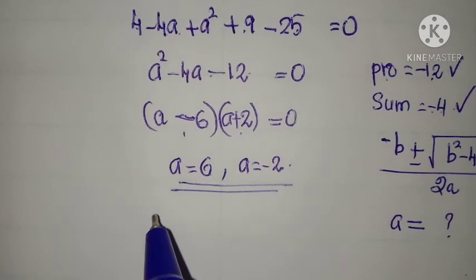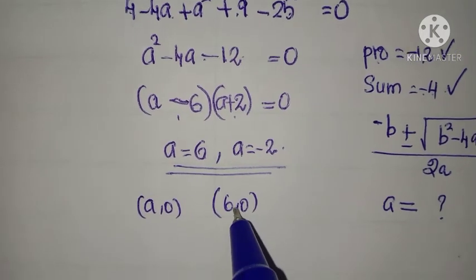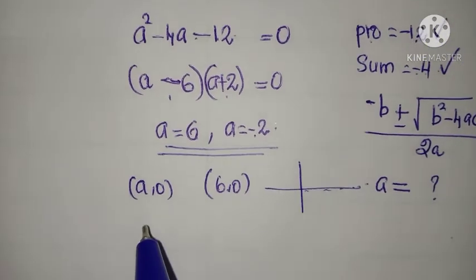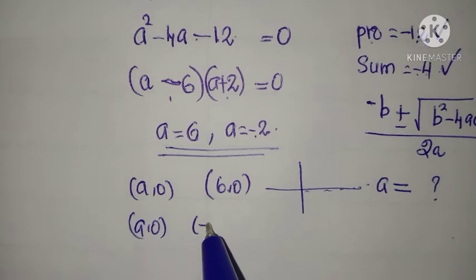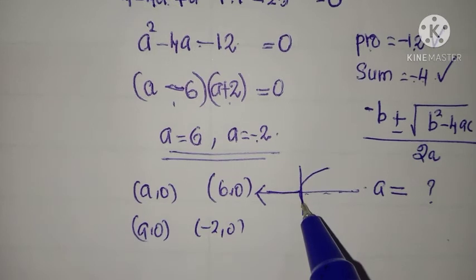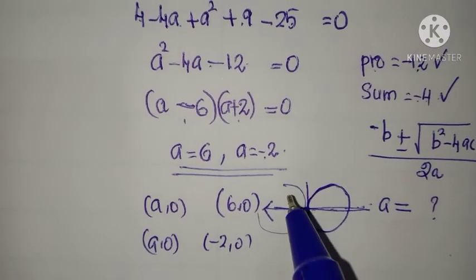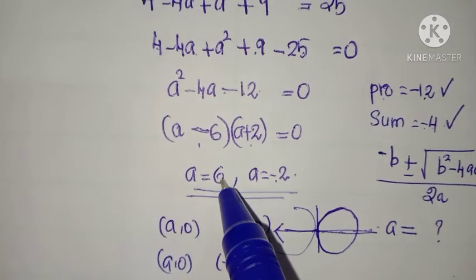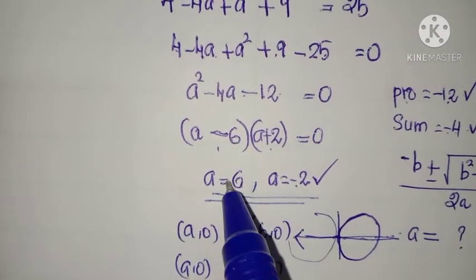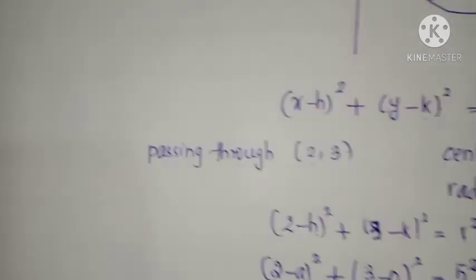a equal to 6 means the point (a, 0) is (6, 0). (6, 0) is along positive x-axis. Okay. And a equal to minus 2 implies (minus 2, 0), that is along negative x-axis. That's why I said either the circle along positive x-axis or along negative x-axis. Anyway, we got a is equal to 6 and a is equal to minus 2. Now consider these two values of a separately, then find equation of circle.